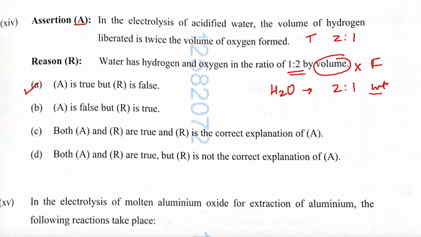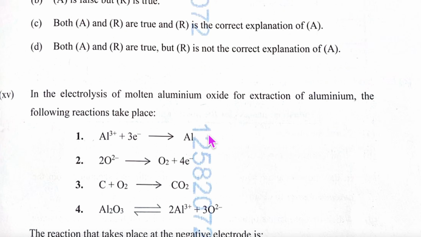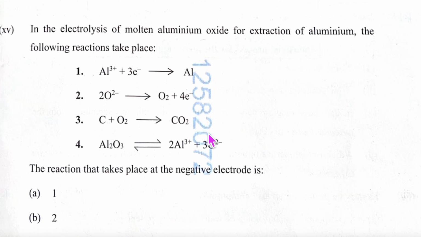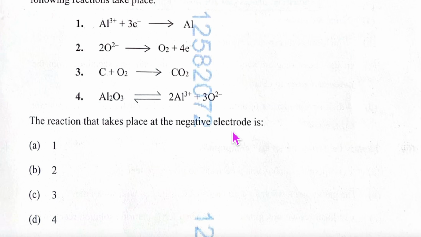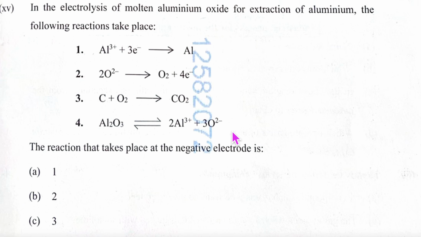So this is your 14th one and we come to the 15th one. In the electrolysis of molten aluminium oxide in the extraction of aluminium, which is the reaction that takes place? The following reaction, this is for the Hall-Héroult process. This is wrong, 2O2-, no. This is not the correct one. Electrolysis of molten Al2O3, extraction of aluminium. This is the dissociation. Number 4 is the one.